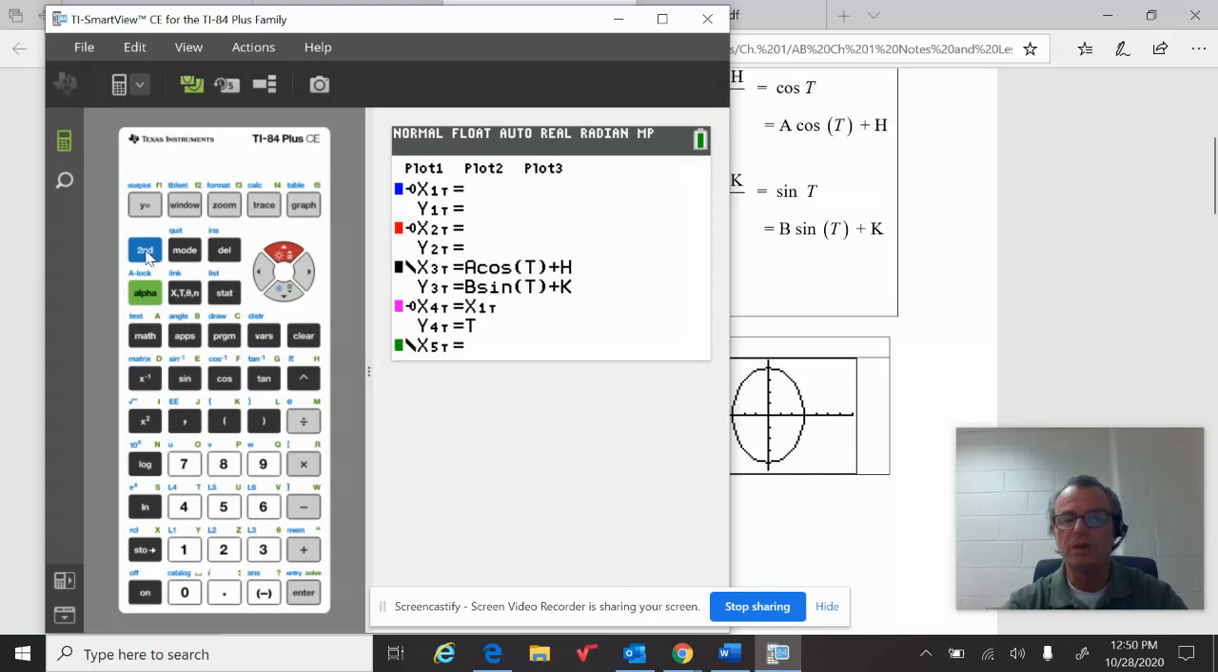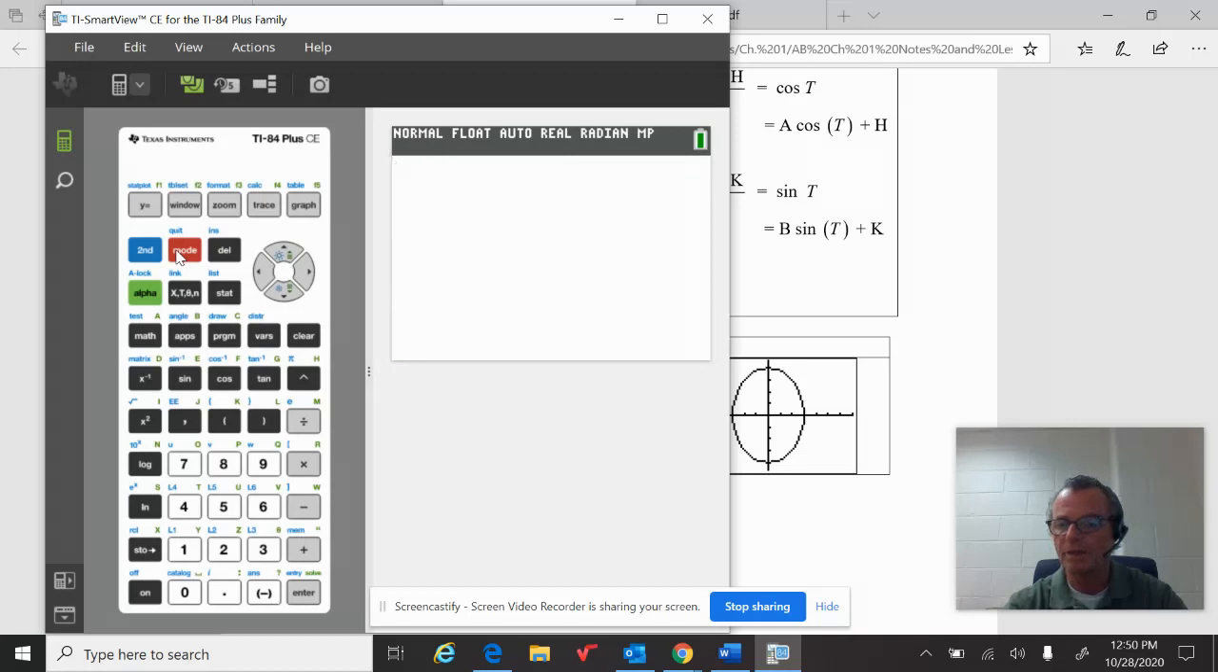We can store values for a, b, h, and k. So the slide left and right, we didn't have, so it would be 0 store alpha h. Then we're going to type colon, 0 store alpha K. And then in the example in the book, the magnitude A was 3, so we'll go 3 store alpha A.